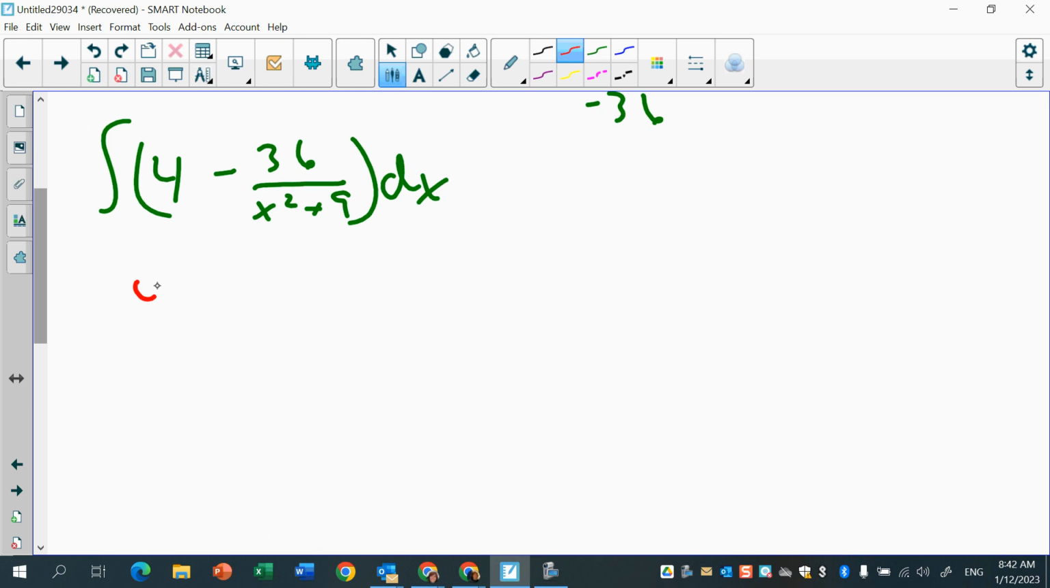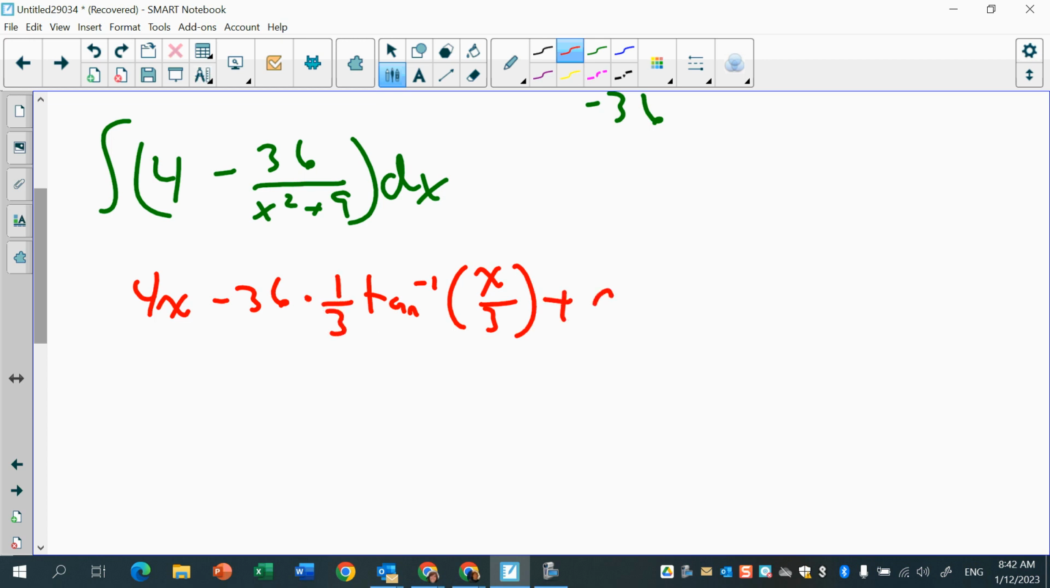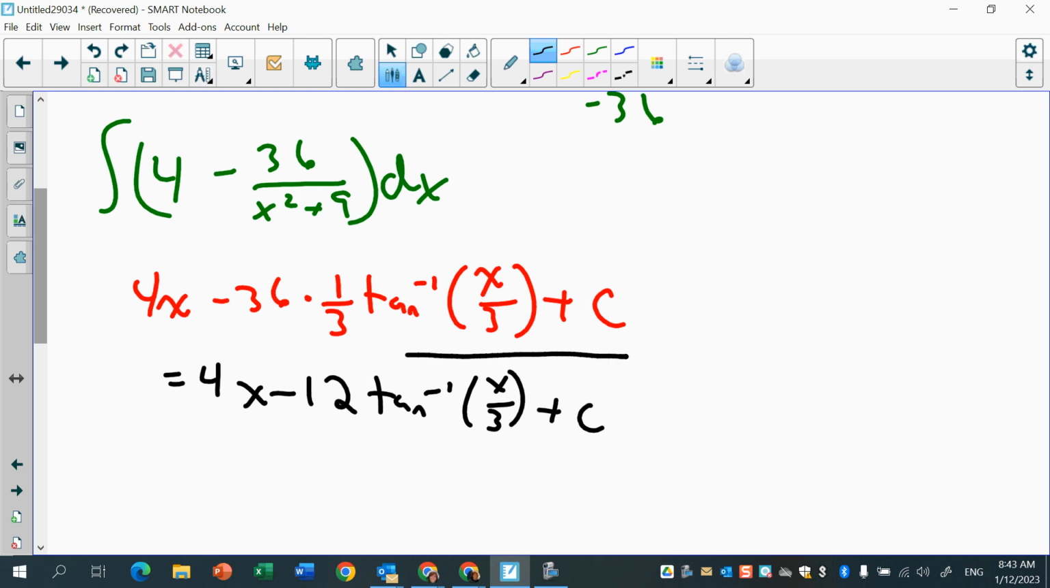The integration of 4 is just 4x. The integration of this is now inverse tangent. The 36 is going to hang outside. This is inverse tangent. X squared plus 9, that means it's not x over 3. But, because it's inverse tangent, you have to have 1 over a on the outside. And now I'm going to clean this up. 4x. 36 over 3 is 12. Inverse tangent or arc tangent of x over 3 plus c.